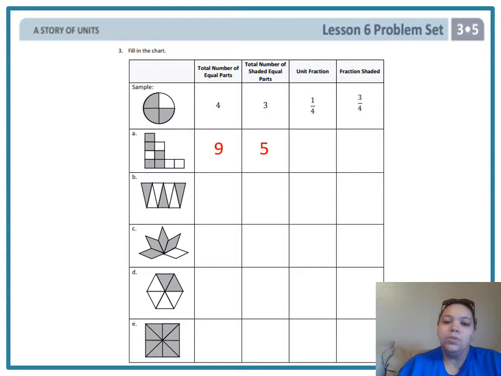Okay, now let's go to the unit fraction. Remember, the unit fraction we said means it's 1 over something. So 1 out of this whole piece would be 1 out of 9. So the unit fraction would be 1/9. And then the fraction shaded, let's count by ninths to count the fractions that are shaded. 1/9, 2/9, 3/9, 4/9, 5/9. 5/9 are shaded, or 5 out of 9 of the pieces.